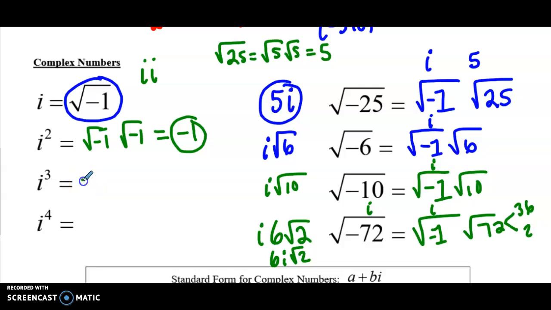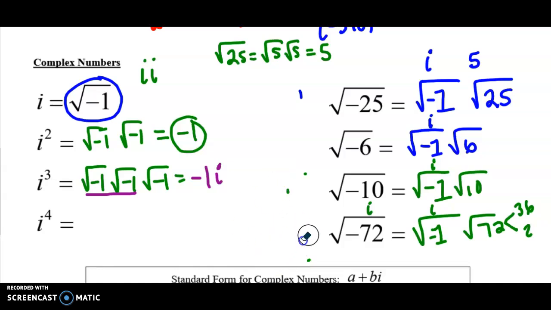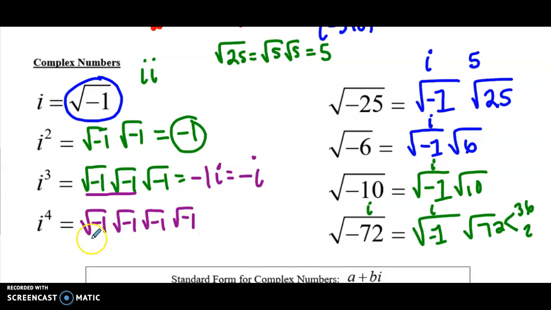Now, i to the third, think of that as the square root of -1 times the square root of -1 times the square root of -1. Now here we can say the square root of -1 times the square root of -1 is just -1. And then I'm left with this right here, which the square root of -1 is just i. So in this case, it's just going to be -i. Okay, and then let's check out the last one, which is i to the fourth. So that's the square root of -1 four times, because there's 4 of them. Now remember, the square root of -1 times the square root of -1 is -1. Here, the square root of -1 times the square root of -1 is -1, and that answer is just 1.